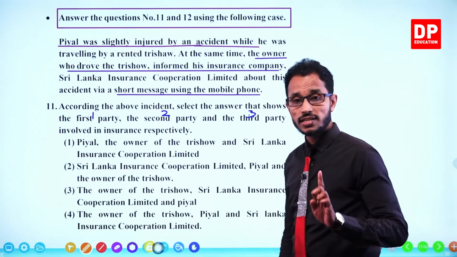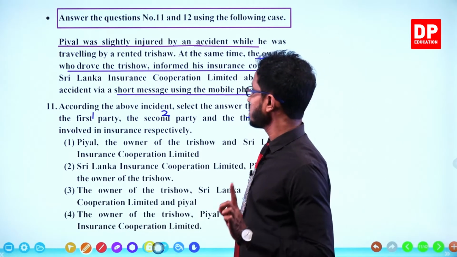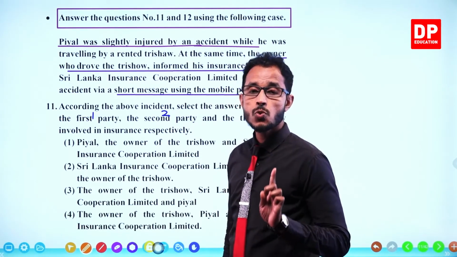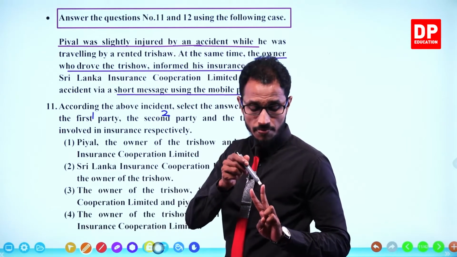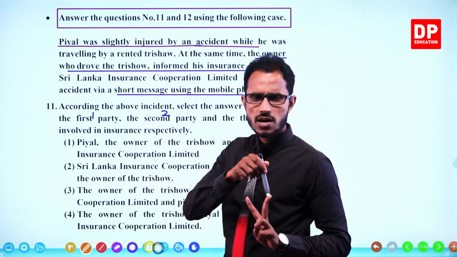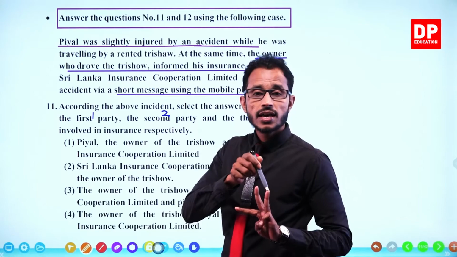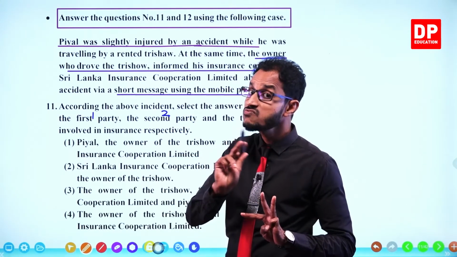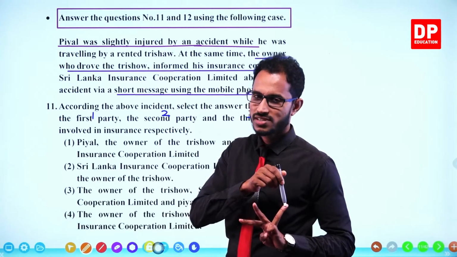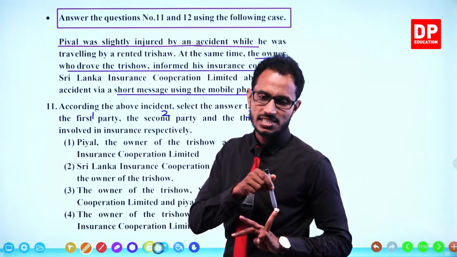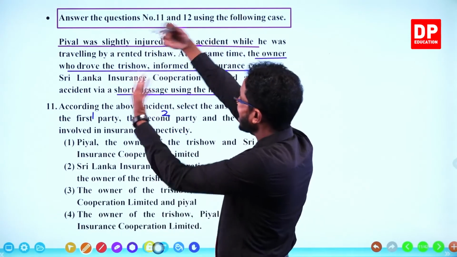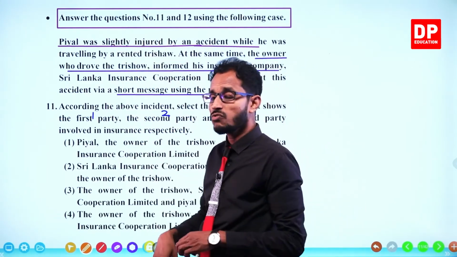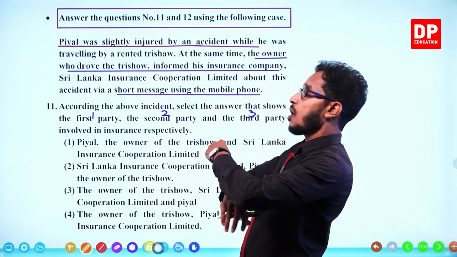Who is the first party involved in an insurance agreement? The insured. Second party, insurer. Third party, any person or property who is not involved in the insurance agreement but affected by the incident. Now this guy was not walking on the road. He was going on a trishaw.